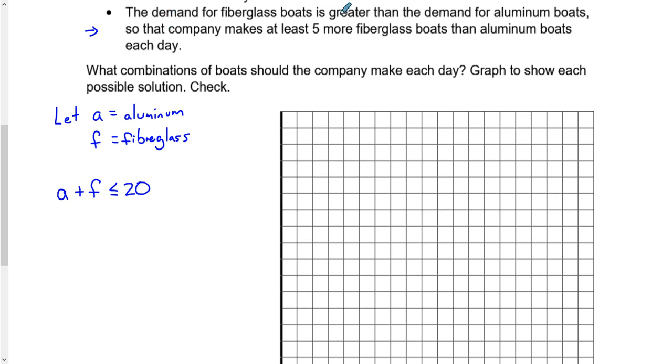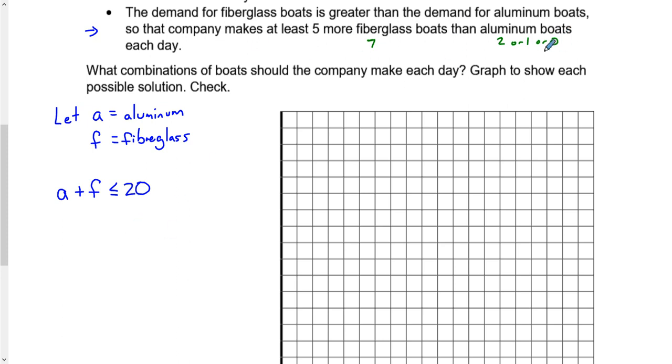The demand for fiberglass boats is greater than the demand for aluminum boats. So the company makes at least 5 more fiberglass boats. Let's put that in context. If you have 7 fiberglass boats, you can make 2 aluminum boats, or 1, or 0.